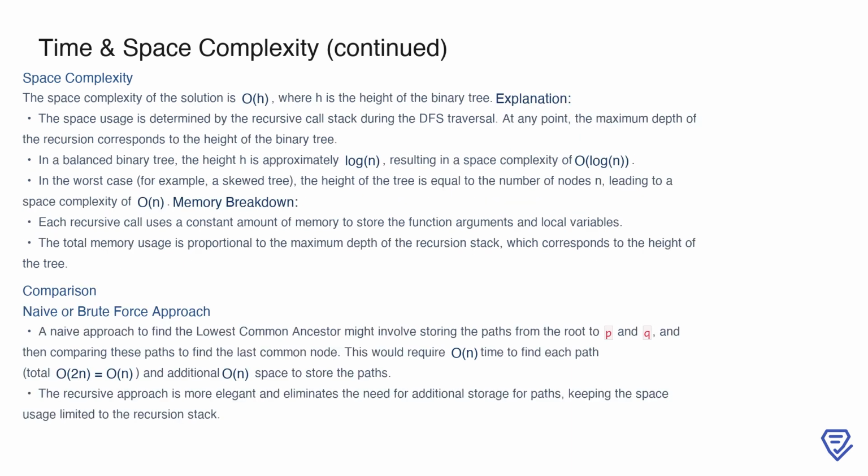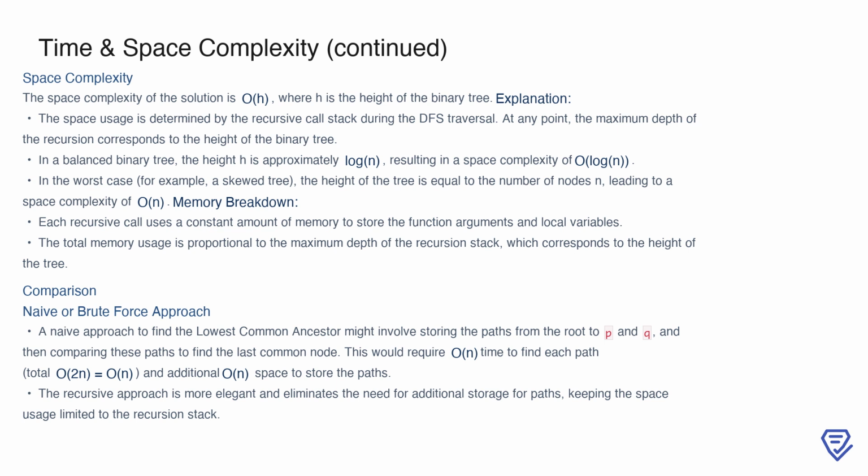The space complexity of our solution is determined by the depth of the recursion stack during the DFS traversal. This depth corresponds to the height of the tree, making the space complexity O(h), where h is the tree's height. For a balanced binary tree, the height h is approximately log n, so the space complexity in such cases is O(log n). However, if the tree is skewed, the height is equal to the total number of nodes n, leading to a space complexity of O(n).